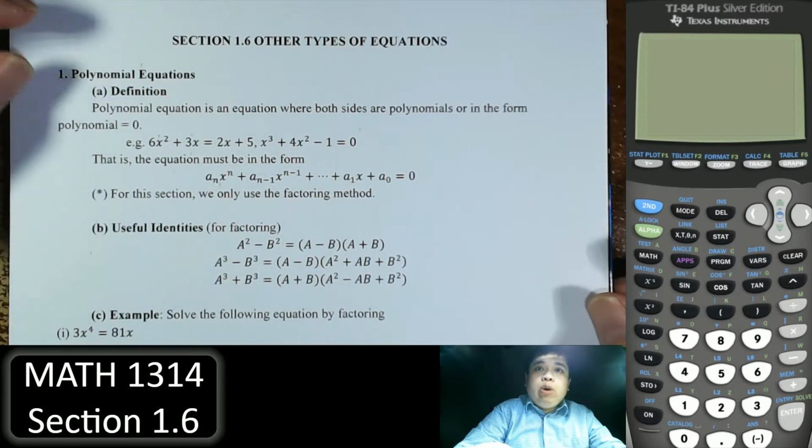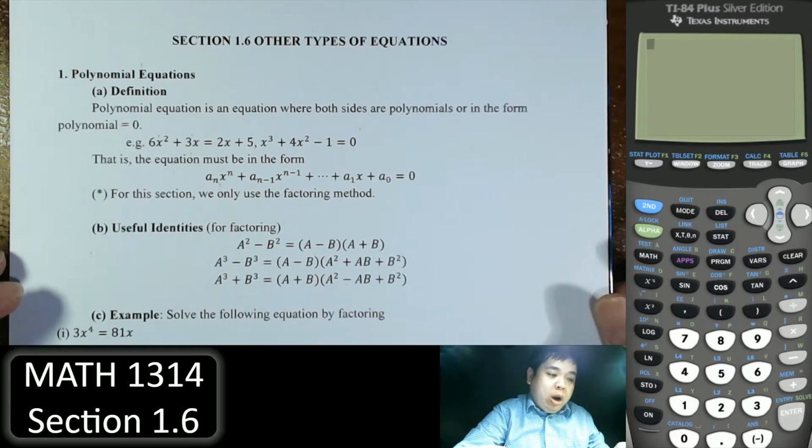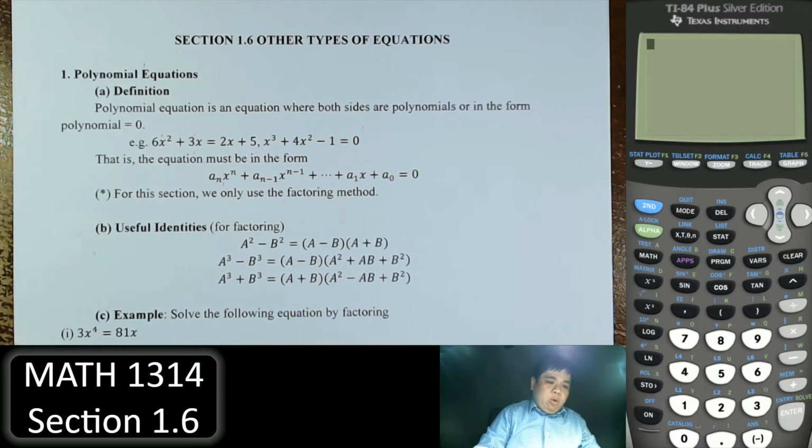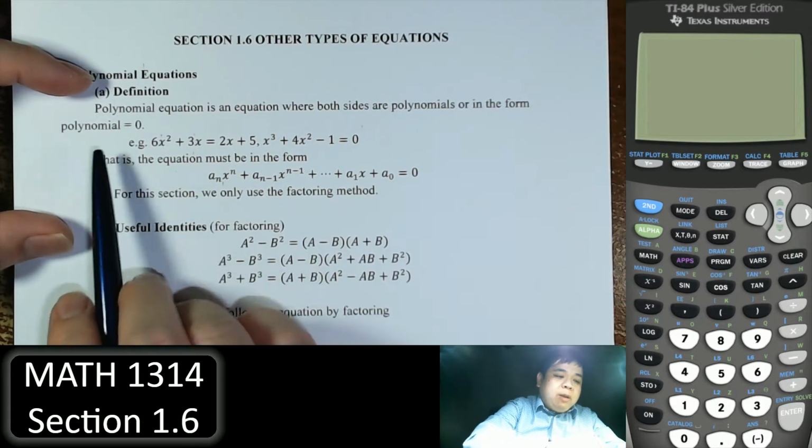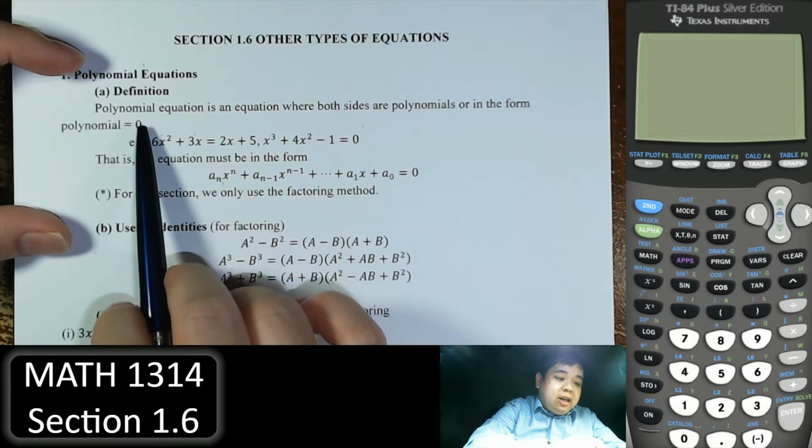In this section, we'll study different types of equations. The first one is the polynomial equation. A polynomial equation is an equation where we have a polynomial on one side and zero on the other side.